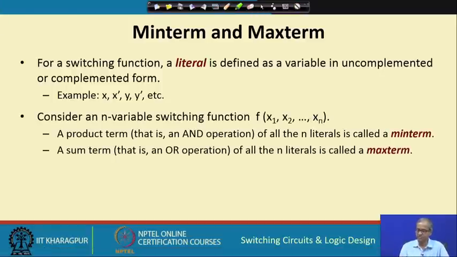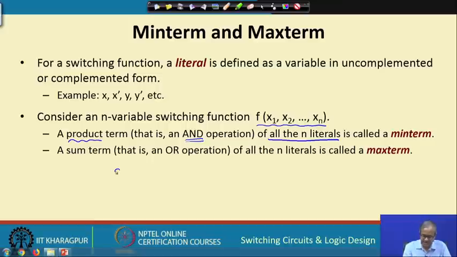Now, let us see what a minterm and a maxterm are. Now that we know a literal, consider an n variable switching function f, where the input variables are x 1 to x n. Any product term, meaning an AND of some of these literals in complemented or uncomplemented form, that contains all the n literals is called a minterm.